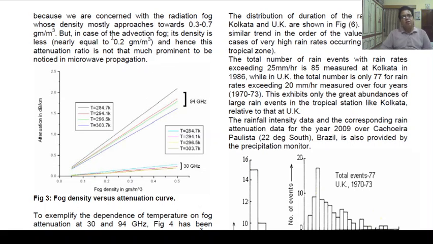In the case of advection fog, its density is less, nearly equal to 0.2 gram per meter cube, and hence this attenuation ratio is not that prominent to be noticed in microwave propagation.